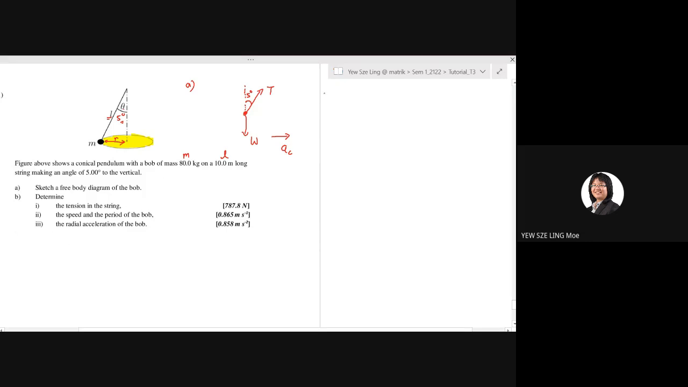Question B, I want to determine the tension in the string. Again, I cannot use the x component because I don't have the speed of the conical pendulum yet. I don't have the speed of the ball. So what I can do is use the vertical components of the free body diagram. Why? Because according to Newton's first law, summation Fy is equal to 0. I don't need the velocity to calculate the tension. So, resolve these tensions. I then have Ty minus W equals 0.